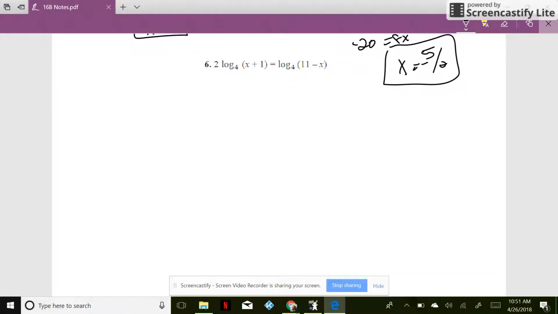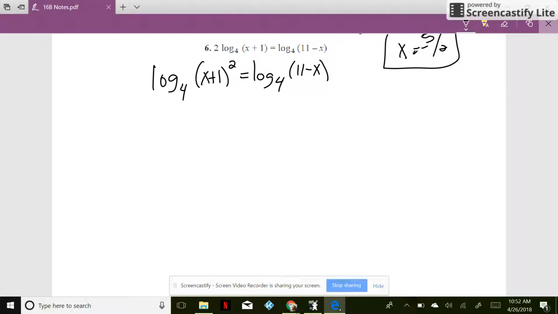All right, this one here, we've got that 2 on the outside, so we want to bring it back. That's going to become a power. So log base 4 of x plus 1 squared is equal to log base 4 of 11 minus x. So common base, we can set the two parts equal. I'm going to go ahead and distribute, do that product of x plus 1 squared. You get x squared plus 2x plus 1 is equal to 11 minus x.